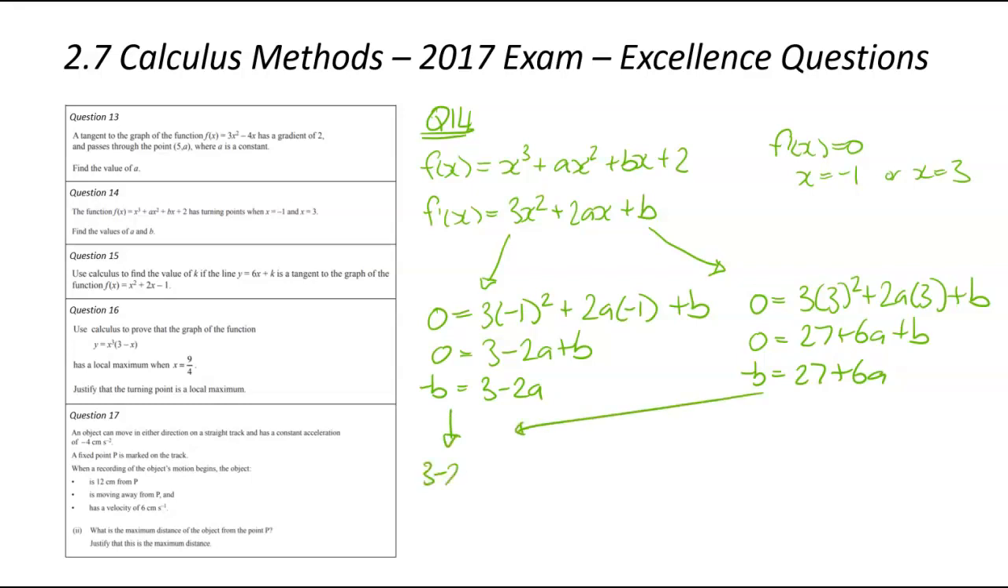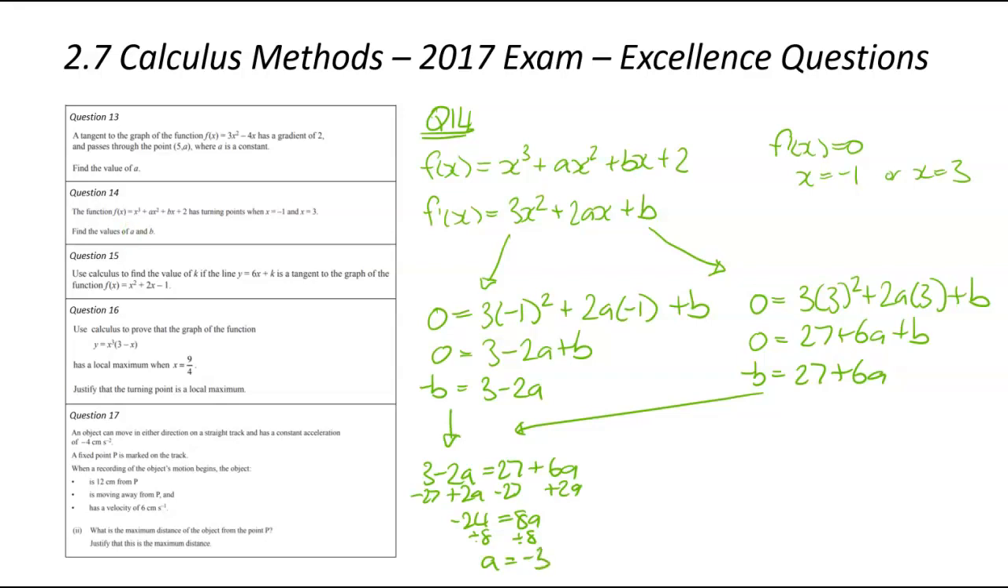So 3 minus 2a is going to be equal to 27 plus 6a. We're going to go plus 2a, and then minus 27 on both sides. So negative 24 is equal to 8a, and divide by 8, a is equal to negative 3. So that's the first part of the question.